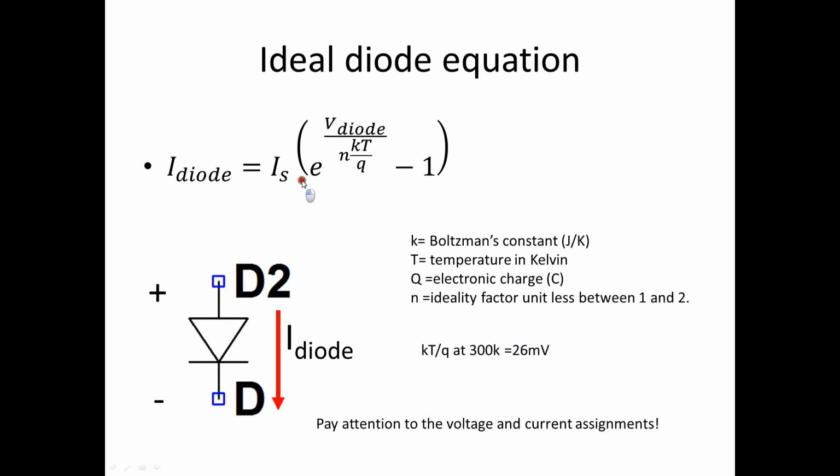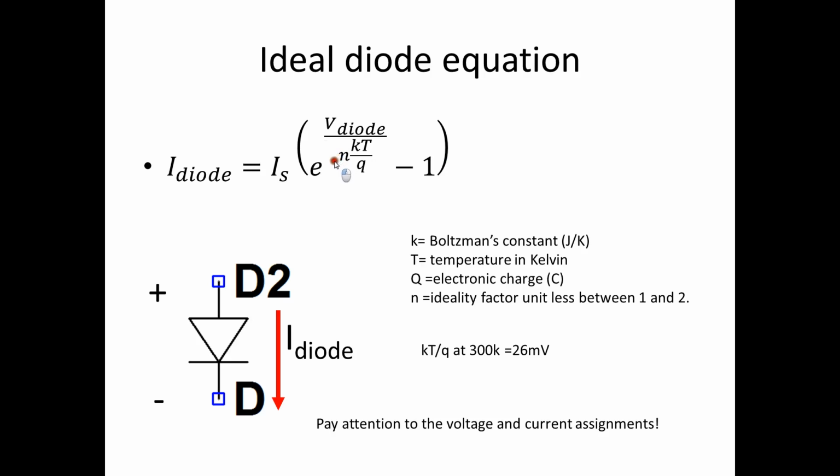Now, this diode does have an equation, and you have positive, negative. So V diode is measured from positive to negative, and this is the saturation current, Boltzmann's constant, temperature, charge of an electron, ideality factor, and this equation is nonlinear. Okay, and we're actually going to make use of that later. But this is really what goes on.